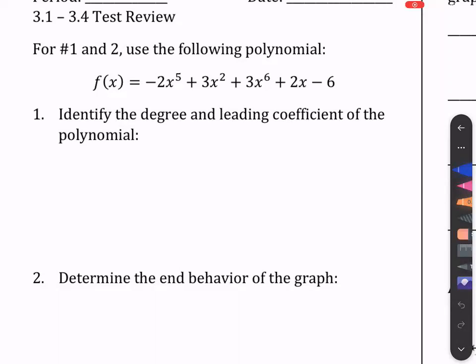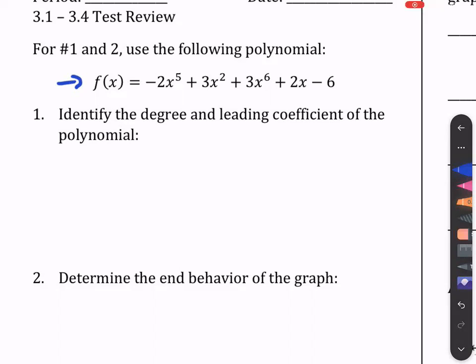Hey everyone, this is the answers to 1 through 3 for test review. I'm going to go through each of these questions and walk through how you would solve each one. For questions number 1 and 2, you are using this equation right here. We first need to find the degree and the leading coefficient.